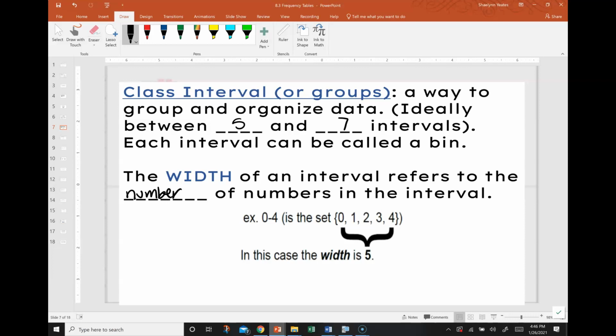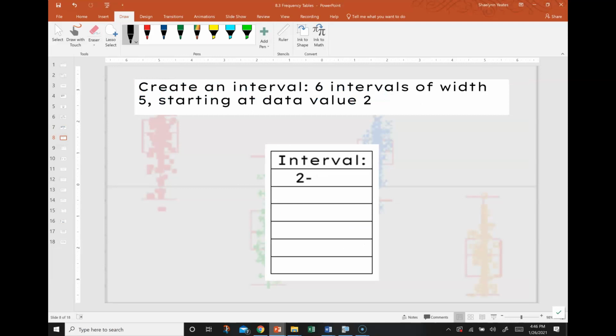Okay, so 0 to 4 is a width of 5 because there are 5 numbers in there: 0, 1, 2, 3, and 4. That is 5 numbers. So we're going to create 6 intervals with a width of 5. Starting at 2, if I want 5 numbers in there, 2, 3, 4, 5, 6. So my interval would be 2 to 6. The next one would start at 7 because I don't want them overlapping. I don't want to be questioning, do I put 6 in the first one? Do I put it in the second one? They don't overlap.